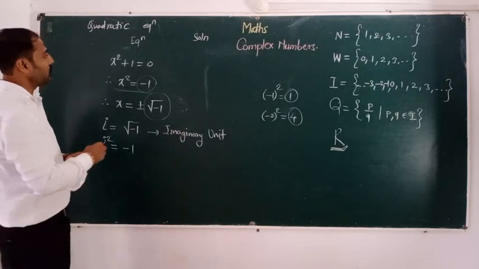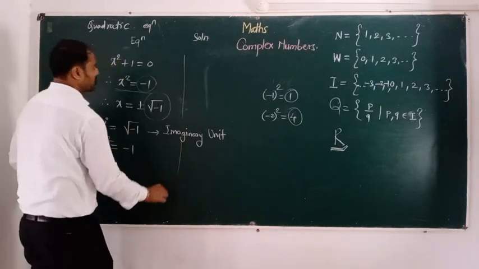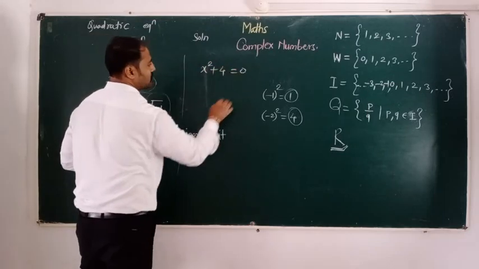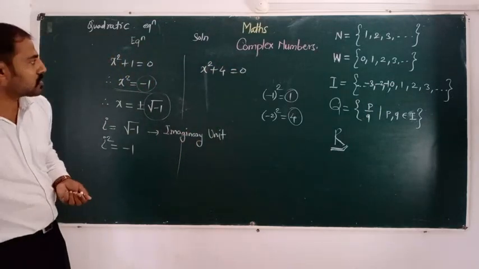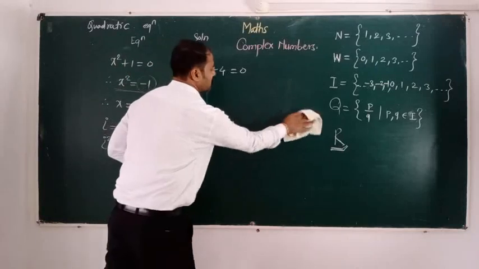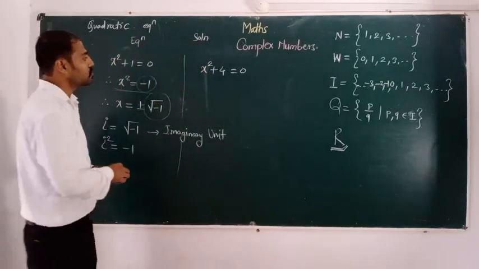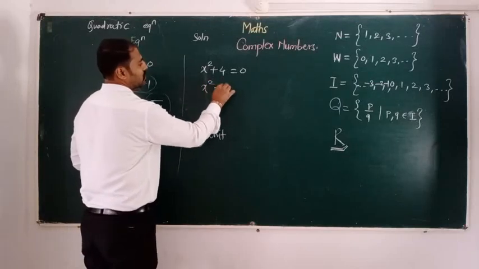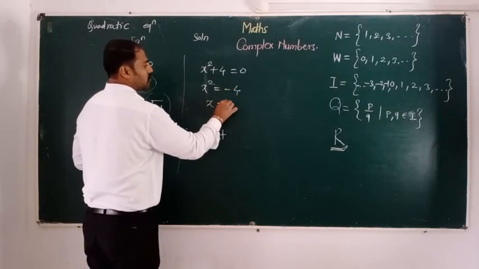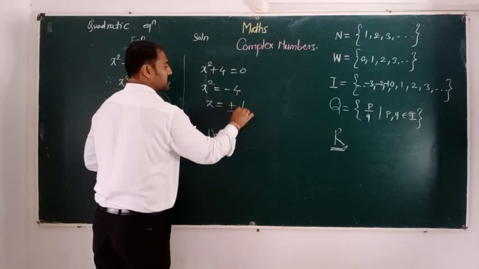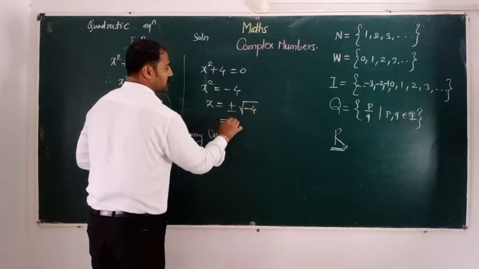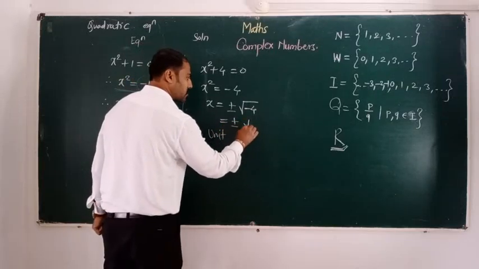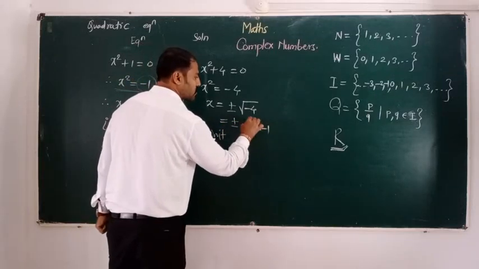Then they got one more equation, for example x square plus 4 is equal to 0. On solving, here the degree is 2, so we get a quick solution. On solving, x square is equal to minus 4. x is equal to plus minus square root of minus 4, which I can write as plus minus square root of 4 into minus 1.